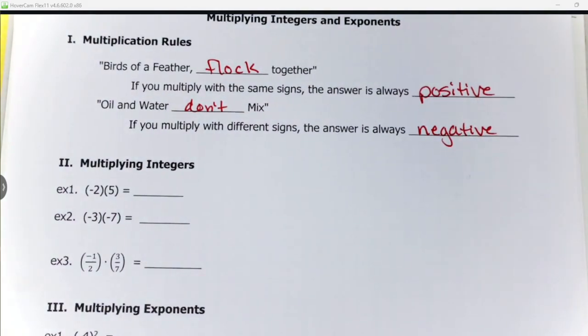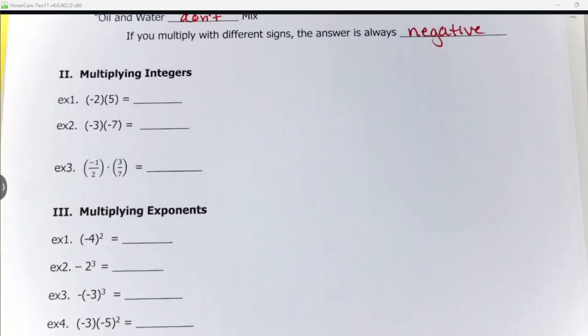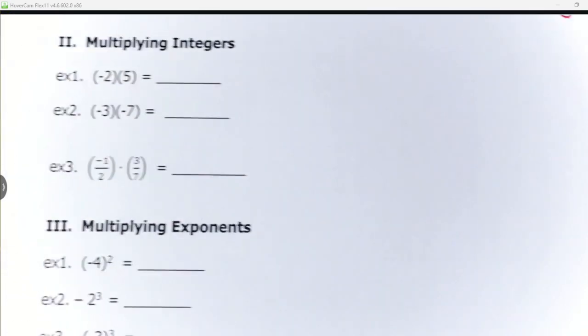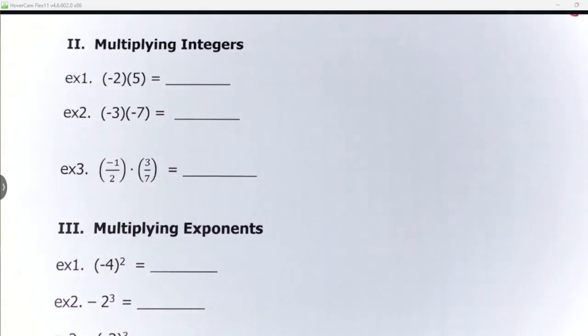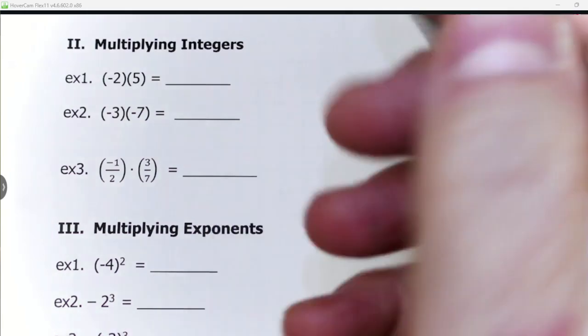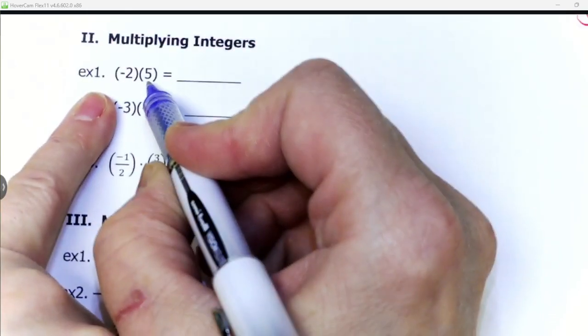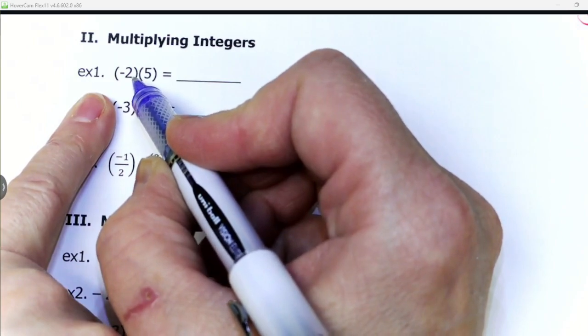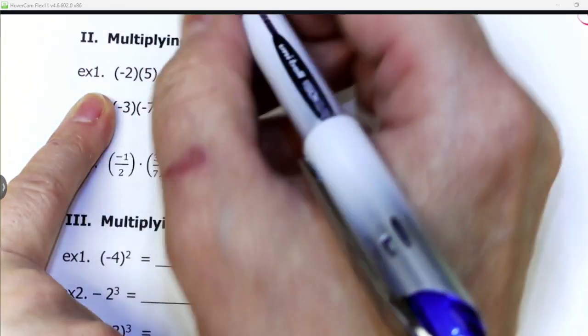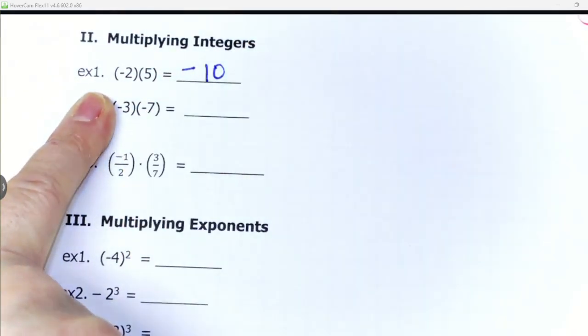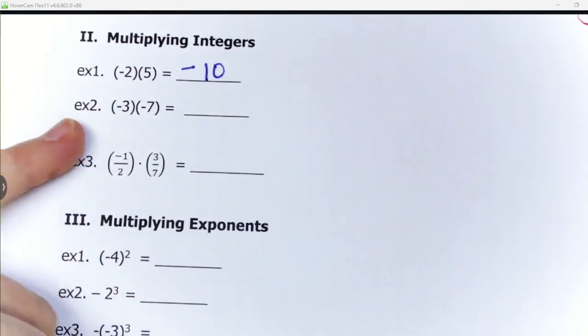Now, most of what we've done so far has been multiplying double signs. We're now going to get into actually multiplying numbers. So the best way to do it is to start by multiplying the signs and then do the numbers separately in two separate steps in your head. So for example, on this one, you have a negative times a positive. Oil and water don't mix. It's going to be a negative. And then multiply the numbers. 2 times 5 is 10. So the answer is negative 10.